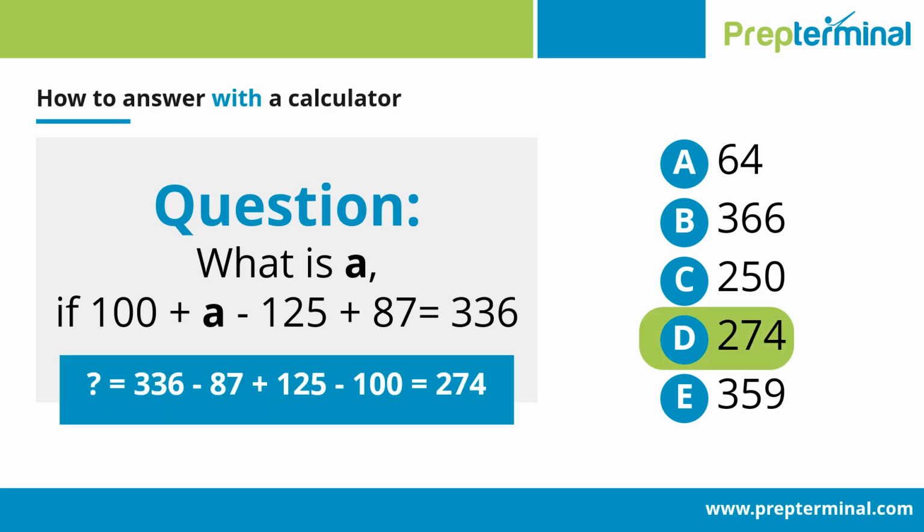When answering using a calculator, just use inverse operations as we are only dealing with addition and subtraction, which have no priority over each other. A equals 336 minus 87 plus 125 minus 100 equals 274. The choice is D.